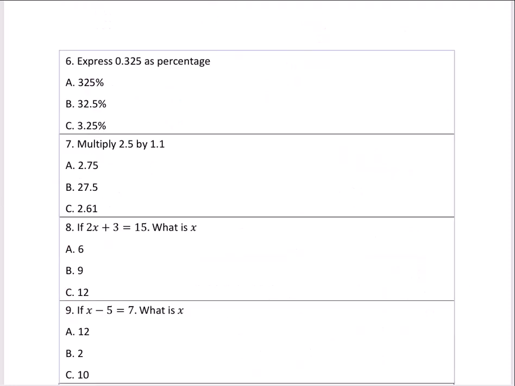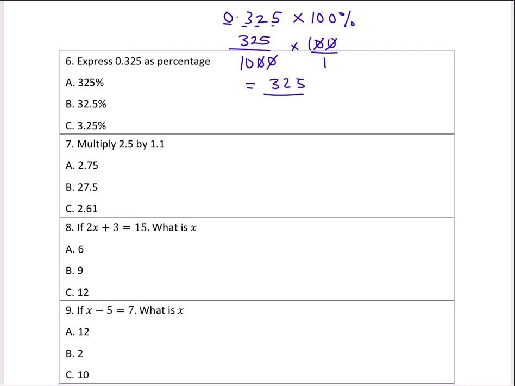For question number 6, express 0.325 as a percentage. That simply means we multiply it by 100%. We are going to convert this to a fraction because this is a decimal. So we are going to have 1, 2, 3, 4, that's in thousand. So 325 over 1,000. Converting to a percentage now, multiply by 100 over 1. Okay, so the 0 here cancels out this 0, the 0 here cancels out this 0. We are left with just what? 325 multiplied by 1, and that gives us 325 over 10.